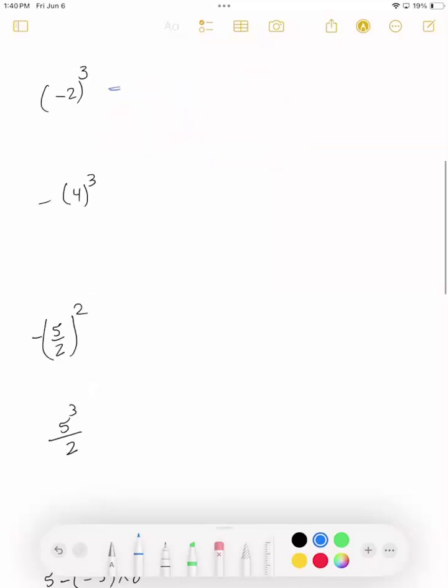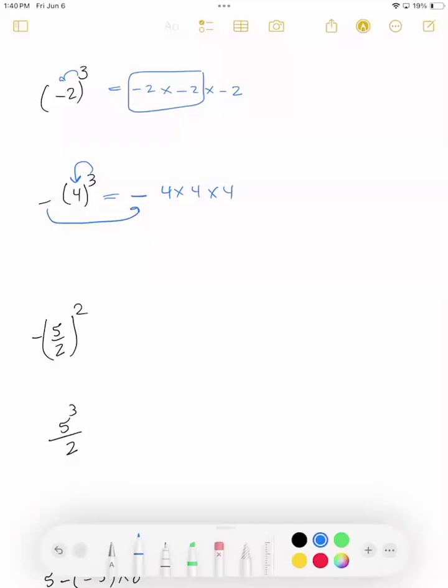This means multiply negative 2 by itself 3 times. This means only multiply 4 by itself 3 times and carry the negative. So negative times negative is positive 4. 4 times negative 2 is negative 8. Here 4 times 4 is 16. 16 times 4 is 64, and then we have the negative.